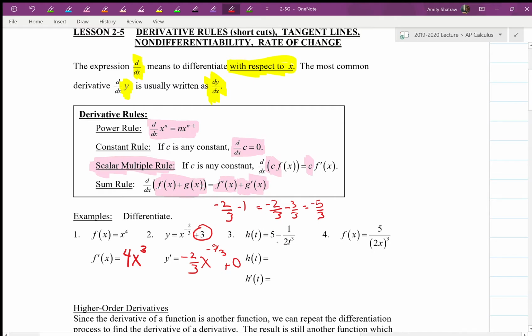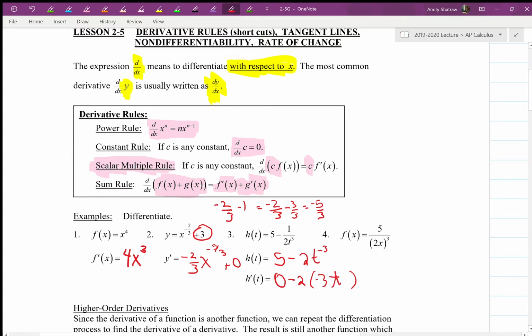So h of t, by the way, this next one, number 3, has the negative 2t cubed in the denominator. In order to differentiate it, it's easier to think about it like this: negative 2t to the negative third power. And now I can take the derivative of it. The derivative of a constant is 0. I'm going to say I have a constant out in front, and now I just want to take the derivative of t to the negative third power. So the negative 3 comes down out in front.